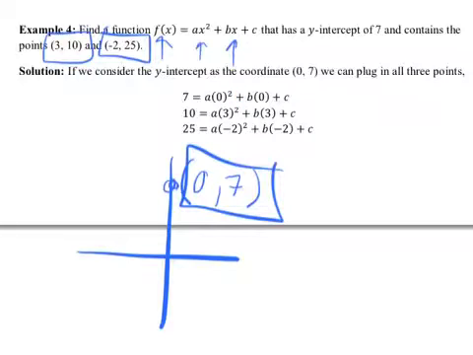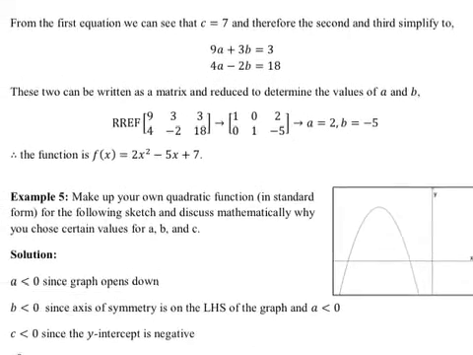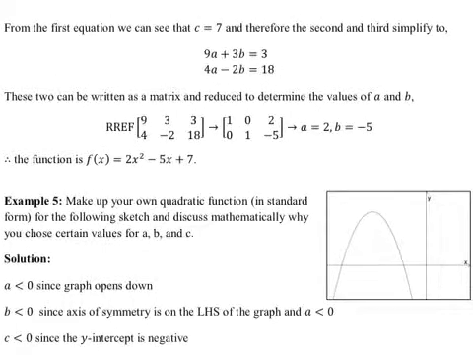If I plug in 3, 10, 3 goes in here and here for x, 10 goes in for y, and I'll have, looks like 1, 2, 3 variables, right? If I do it again, I'll have 1, 2, 3 variables. So I have 3 variables, a, b, and c, and 3 equations. I can solve with a matrix. Or I can simplify the first equation. If I simplify the first equation, what it becomes is just c equals 7.